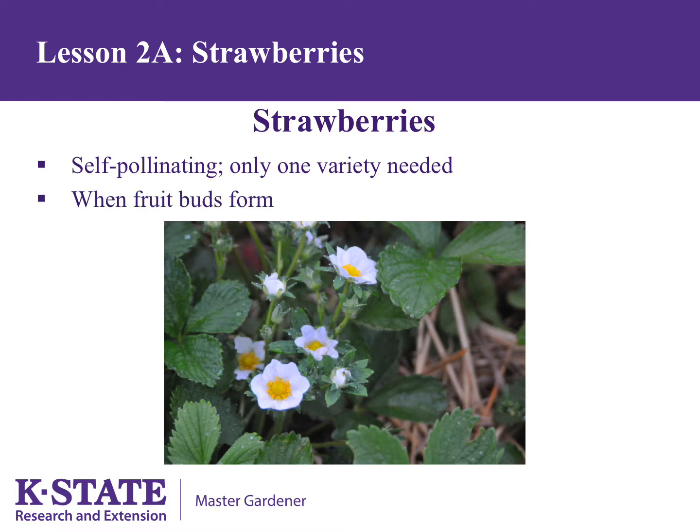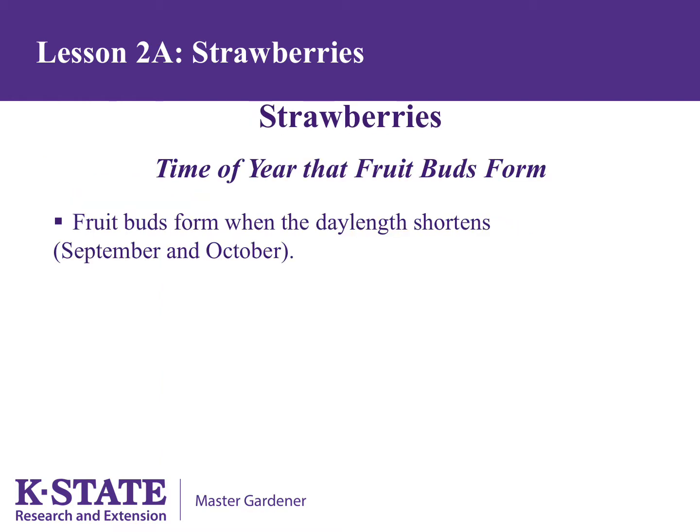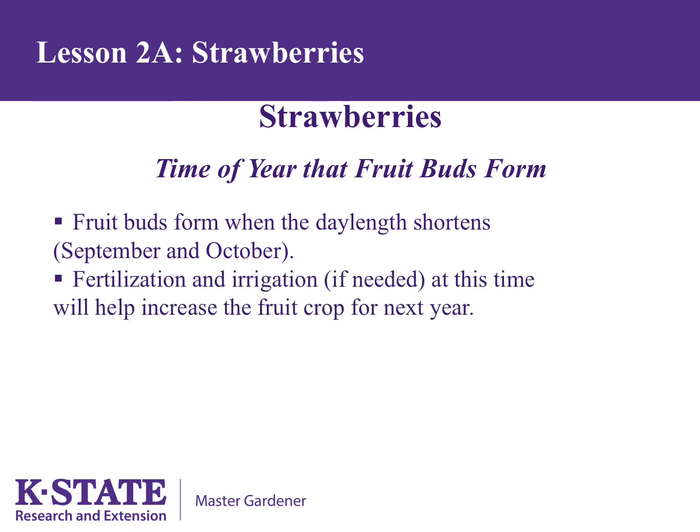Do you remember when fruit buds form? We mentioned it in a previous lesson. It is in the fall. Think September and October. Our June-bearing strawberries are short-day plants, and so fruit buds form in response to the shortening days in the fall. The care you give strawberries in the fall through fertilization, timely watering, and weed control can help increase the harvest the next spring.